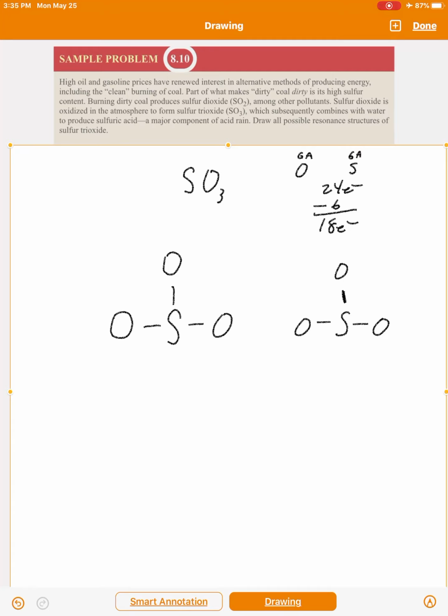Okay, so let's do the one on the left first. 18 electrons to distribute. Generally, we recommend that you get the surrounding atoms up to 8 first, and then push pairs of electrons onto the central atom to get it up to 8. So I just put 18, right? 6, 6, 6, that adds up to 18. Now, the issue here is that the sulfur only has 6. So if I take a pair of electrons and push it over here from one of the oxygens, we now have a double bond and 2 lone pairs on that oxygen.